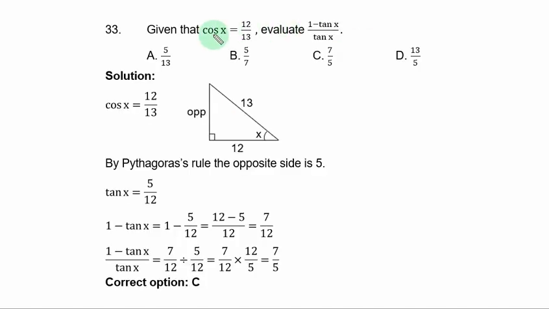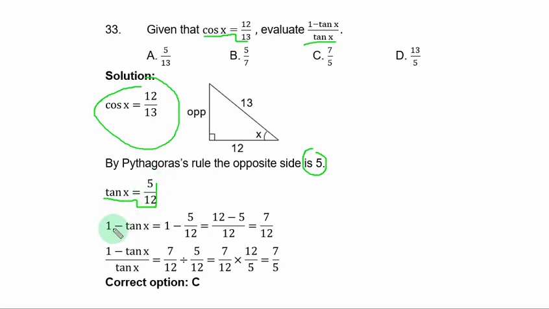Question 33. Given that cos S is equal to 12 over 13, evaluate (1 minus tan S) over tan S. Solution. Tan S, or tangent of an angle, is defined as the ratio of opposite to adjacent, while cosine is the ratio of adjacent to hypotenuse, meaning in order to evaluate tangent, the opposite is needed. So you have to use the information about cosine to do that. So you draw a right angle triangle with the acute angle S. This is opposite. You have adjacent and hypotenuse. By Pythagoras rule, the opposite side is 5. So you can define tan S as 5 over 12.